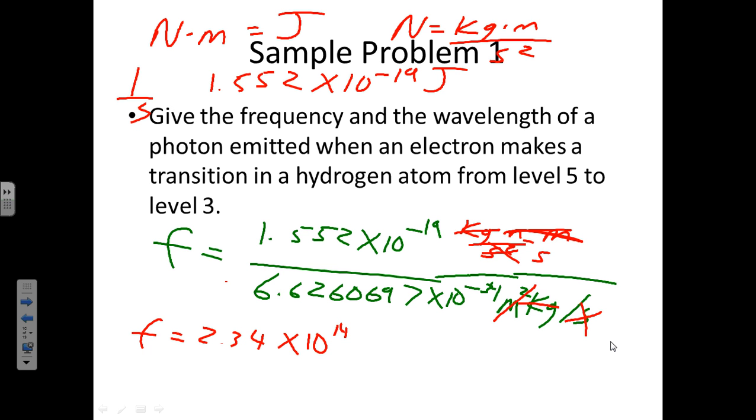Sometimes you'll see hertz written Hz. Sometimes you'll see it written like this, s to the minus 1, which means it's under the bottom of the fraction, right? It's per second. So that's the first thing we wanted, was the frequency. We could go to a table of light and figure out what color light that is. We're not going to do that right now, though. We also, though, want to find the wavelength.